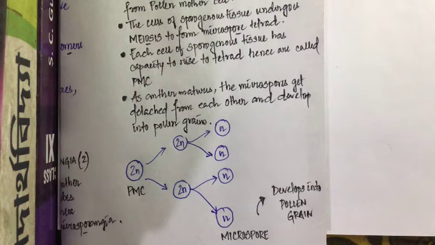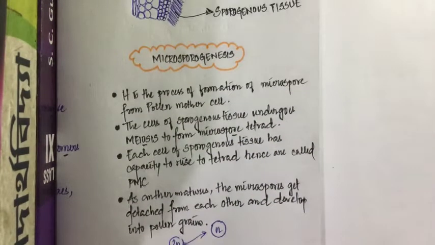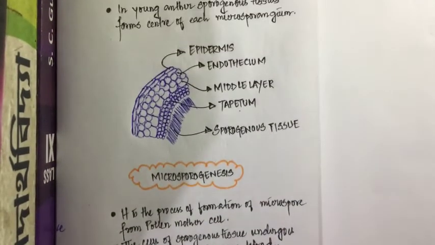Clear? So once again, a single anther contains how many lobes? A single anther contains 2 lobes. Very good. In each of the lobes, how many theca are present? 2 theca are present. Very good. So how many total thecae are present inside an anther? 4 thecae. Very good. In each theca, how many microsporangia are found? There are 2 microsporangia. Very good. So how many microsporangia are found inside a single anther? 4 into 2, that is 8.